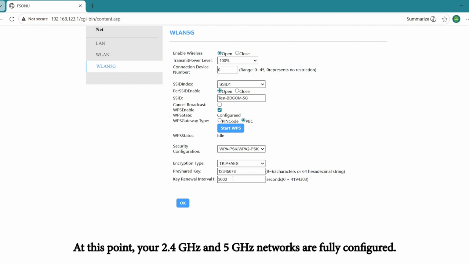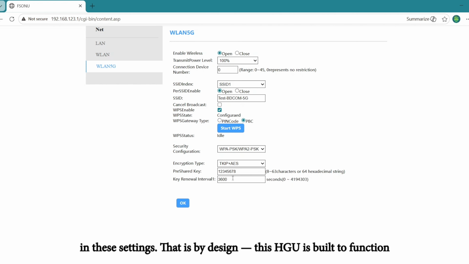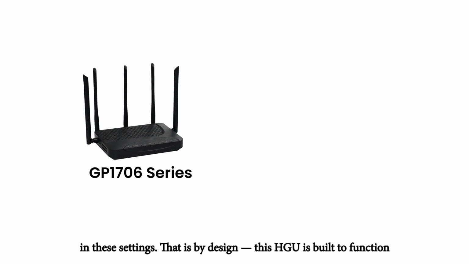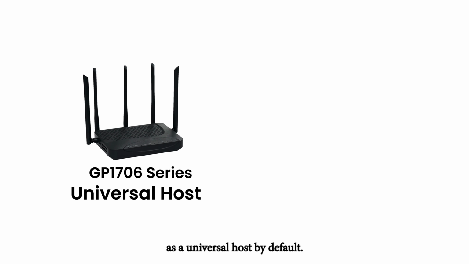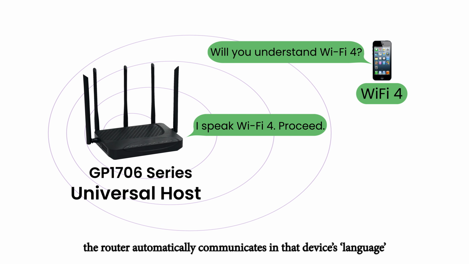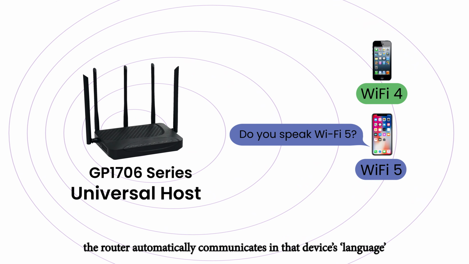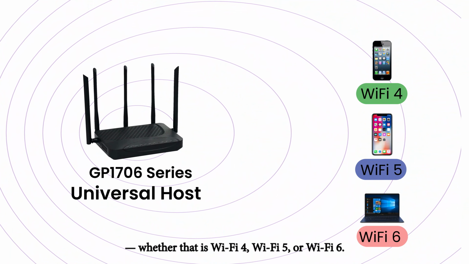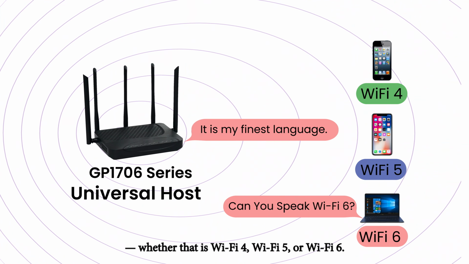At this point, your 2.4 GHz and 5 GHz networks are fully configured. You will notice there is no separate toggle or tab for Wi-Fi 6 in these settings. That is by design. This HGU is built to function as a universal host by default. Think of it like a smart translator. When a device connects to this SSID, the router automatically communicates in that device's language, whether that is Wi-Fi 4, Wi-Fi 5, or Wi-Fi 6.